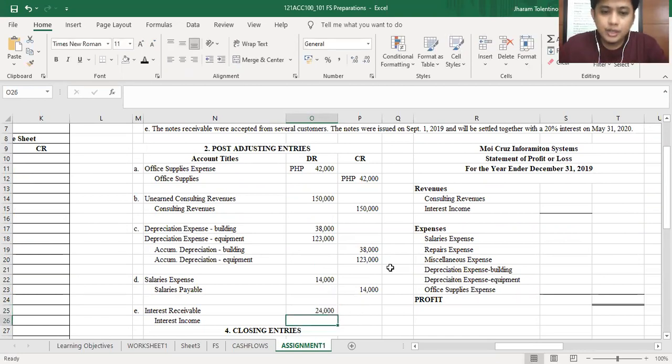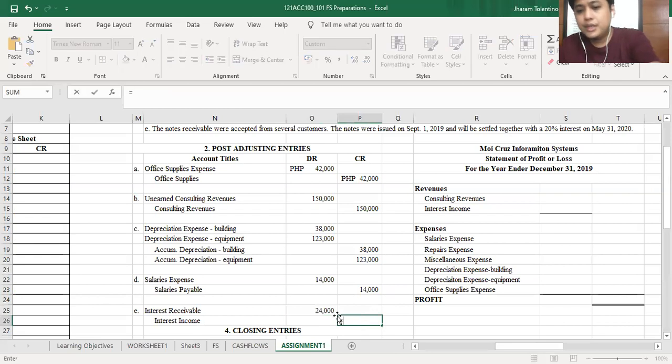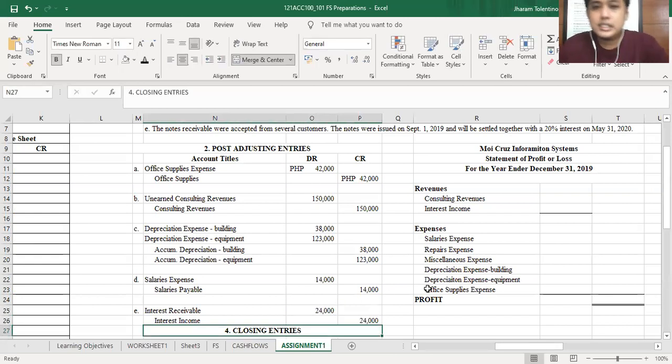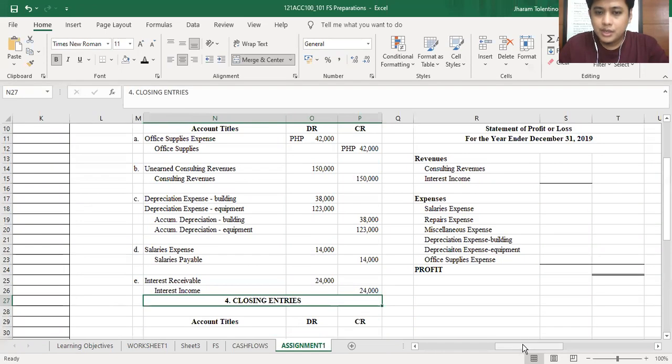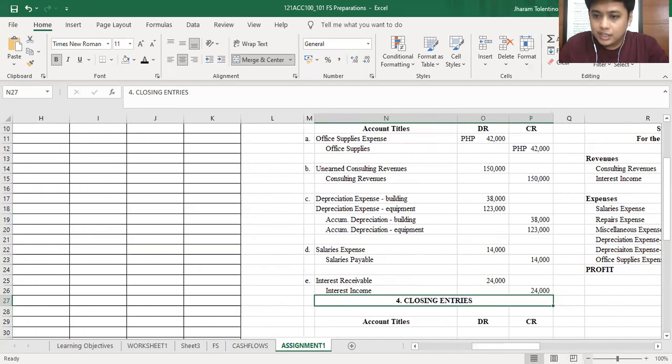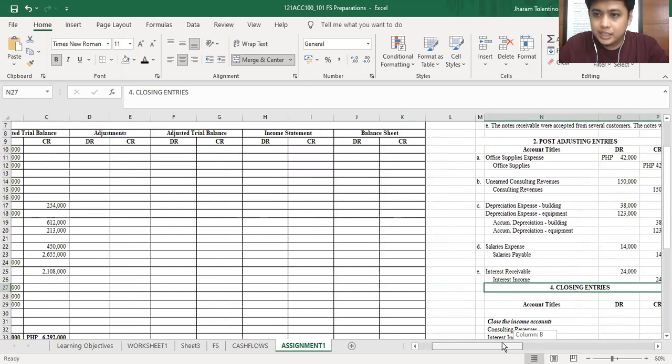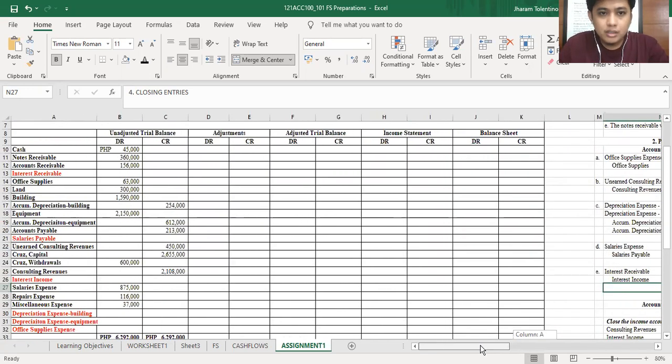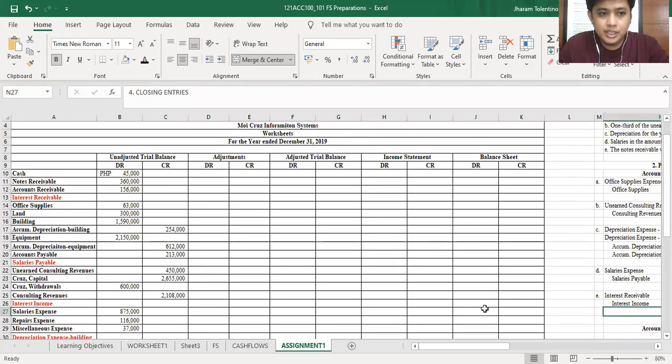4/12. Okay, so we have an interest of 24,000. Again, that's 360,000 times 20% times September, October, November, December, 4/12. Okay, so there you have it. Okay, anong gagawin lang natin? Transfer natin yung mga figures, amounts sa worksheet natin.